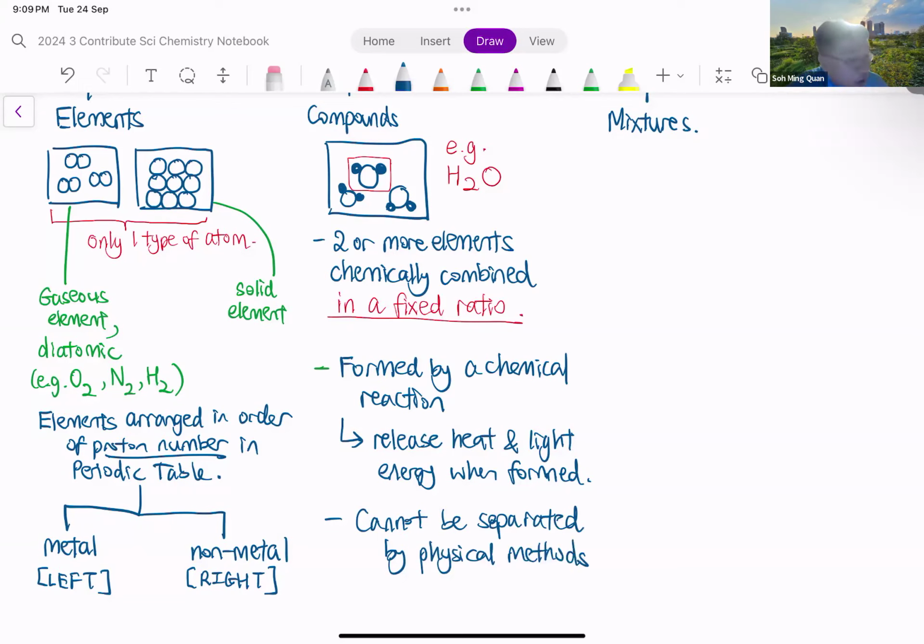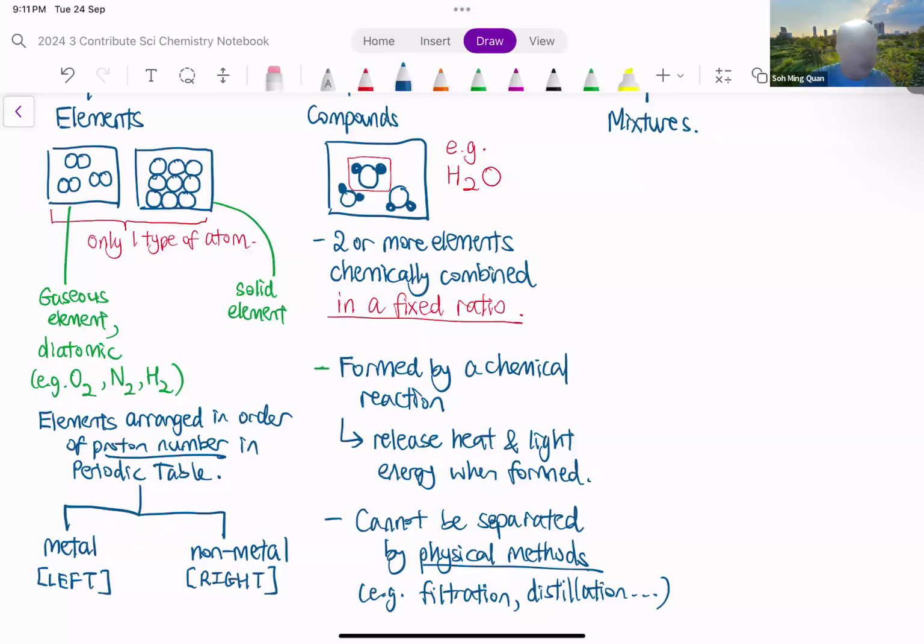So what are physical methods? Physical methods are things like filtration, chromatography, distillation, and so on. So I cannot break water down into H and O just by filtration. I can't do that. All right? And this is a result of it being chemically combined together. So these are the characteristics of a compound. These are the things that you should know, the properties of a compound.